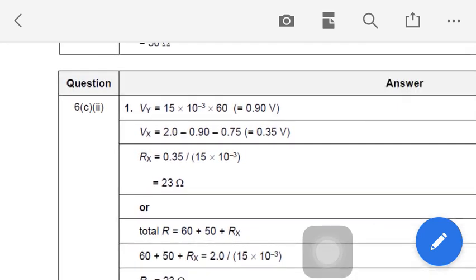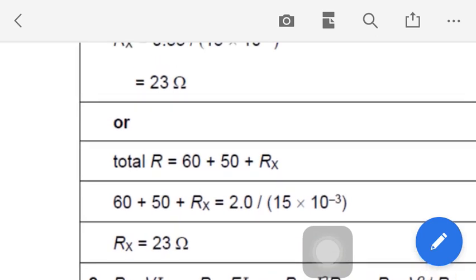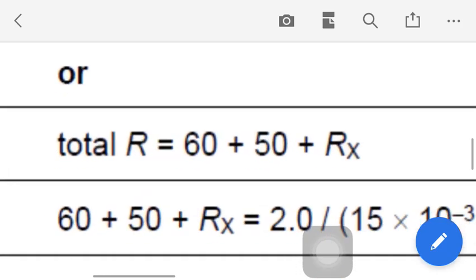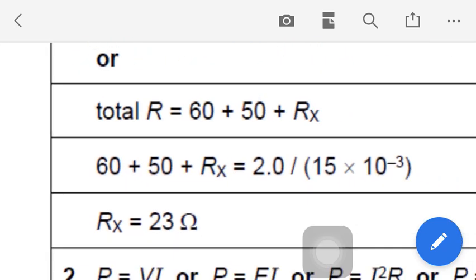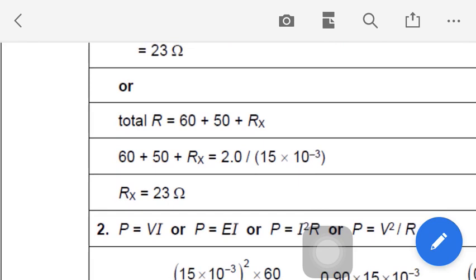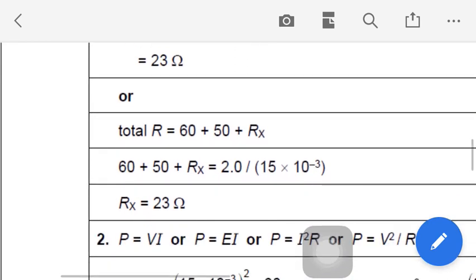Or you can use V = IR for the entire circuit, trying to calculate the resistance directly using this method. For the entire circuit the voltage is 2 when it passes through these 3 resistances, because in the earlier part we calculated the resistance of the diode as 50 ohms. The other resistance, 60 ohms, is already given, so you can put an equation like 60 plus 50 plus the resistance of X, what we are trying to calculate, is equal to the EMF of the battery divided by 15 milliamps.